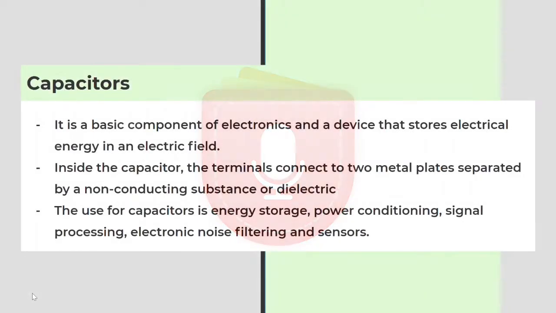A capacitor is a basic component of electronics, a device that stores electrical energy in an electric field. The most common use for capacitors is energy storage, since the late 18th century. Additional uses include power conditioning, signal coupling or decoupling, electronic noise filtering, and remote sensing. Inside the capacitor, the terminals connect to two metal plates separated by a non-conductive substance, or dielectric. Capacitors are used in a wide range of industries and have become an essential part of everyday life.